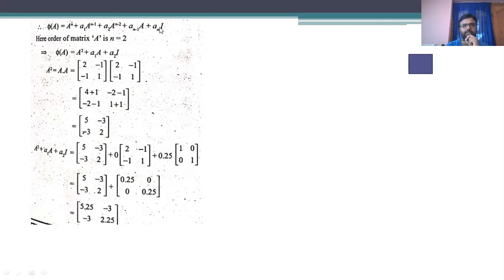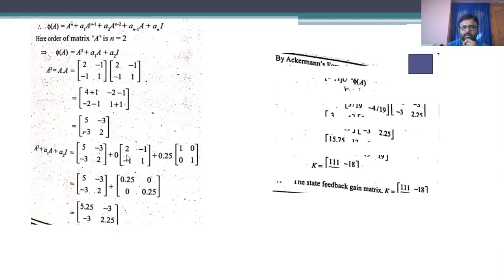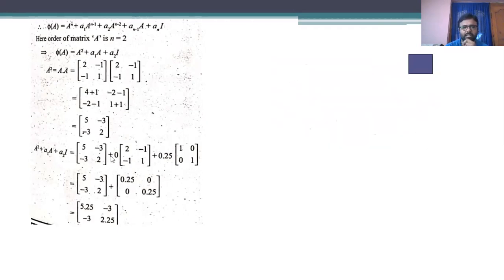A square is the multiplication of matrix A into matrix A, and we get the values 5, minus 3 and 2. With this equation, we are going to evaluate the phi of A matrix, that is A square plus A1 value.